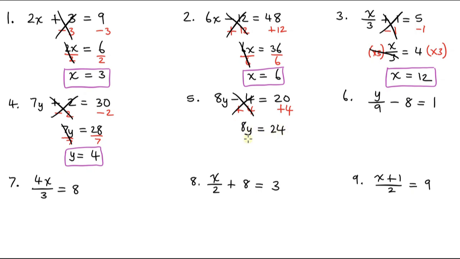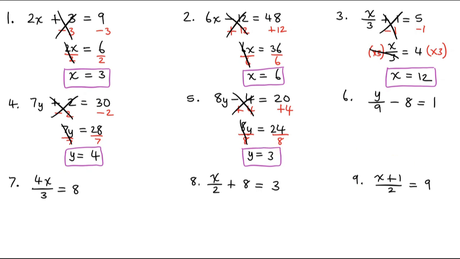Let's divide both sides by 8 to get y on its own. Divide both sides by 8. These 8's will just cancel. So we're just left with y on the left. And on the right, 24 divided by 8 is 3. So we get y equals 3 as our answer.